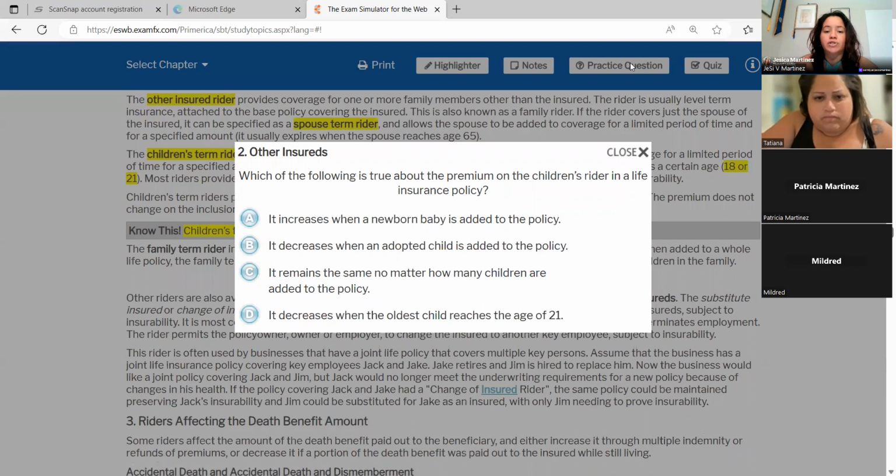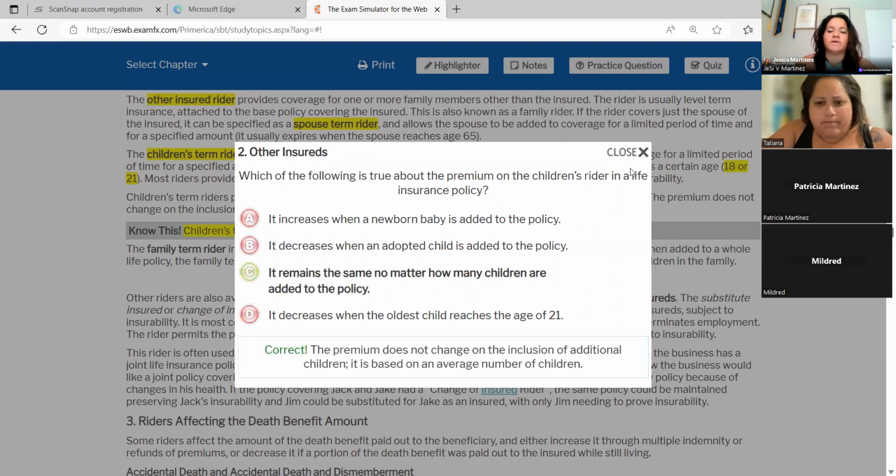Which of the following is true about the premium on the children's rider in a life insurance policy? A, it increases when a newborn baby is added to the policy. B, it decreases when an adopted child is added to the policy. C, it remains the same no matter how many children are added to the policy. D, it decreases when the oldest child reaches the age of 21. C, it remains the same no matter how many children are added. Yes, perfect.